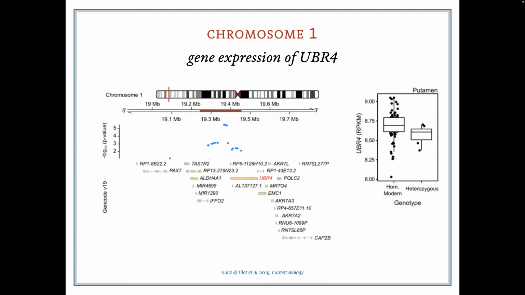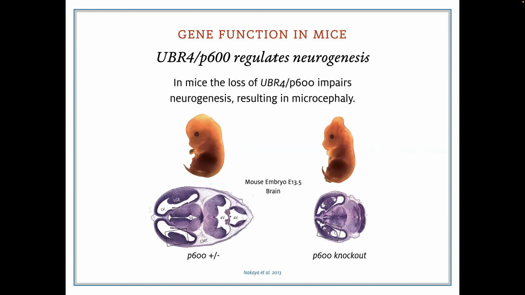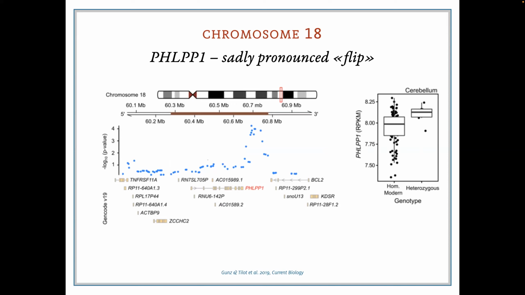And what's interesting is that both significant SNPs fall into the non-coding region of the genome, right? So they don't change what is being expressed, but what they do change is how much is being expressed and where. So the significant hit on chromosome 1 changes the gene expression of a gene called UBR4 in the putamen, which is a part of the basal ganglia in the brain, a subcortical structure. And we know what this gene does, at least we know it experimentally in mice. So the mouse version of this gene is called P600, and we know from knockout studies that it regulates neurogenesis. And so if you basically lose this gene entirely, or if you knock it out, then you have a microcephalic phenotype in mice.